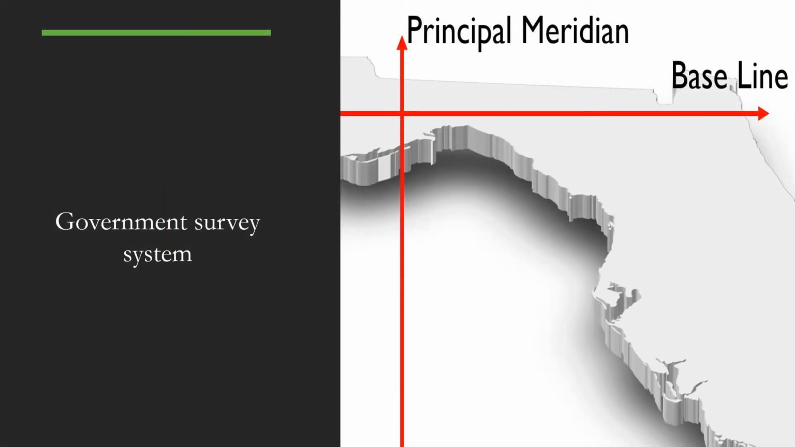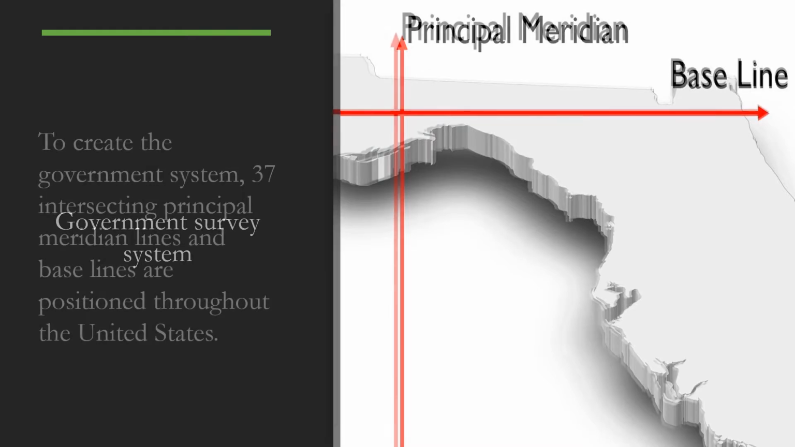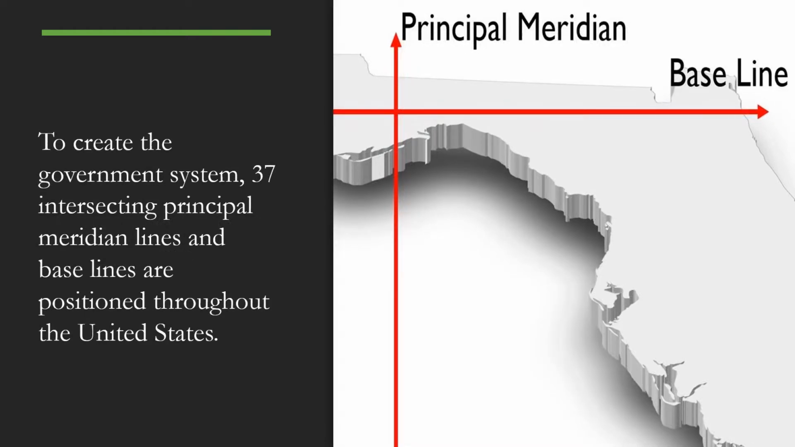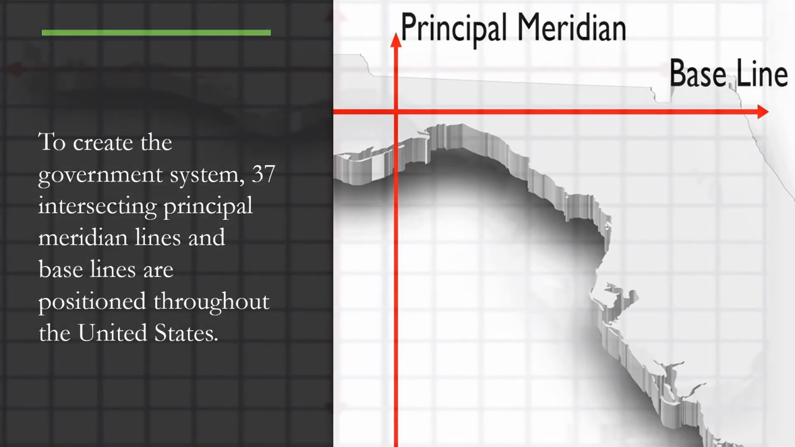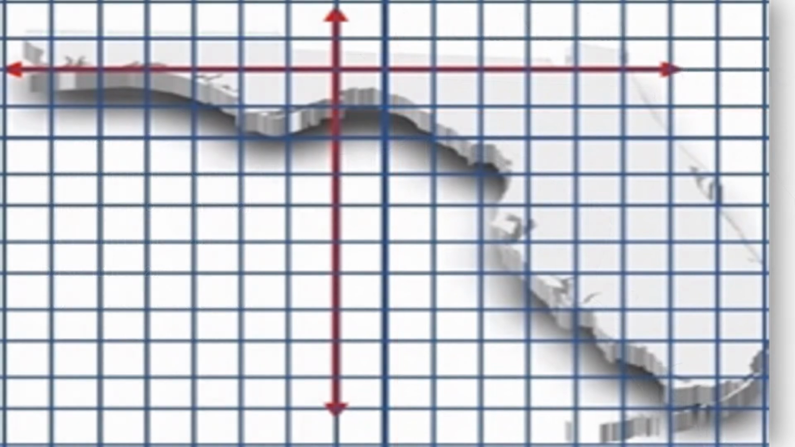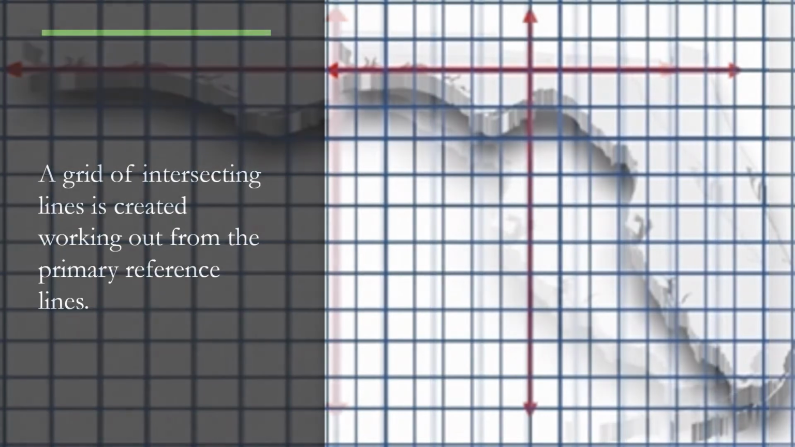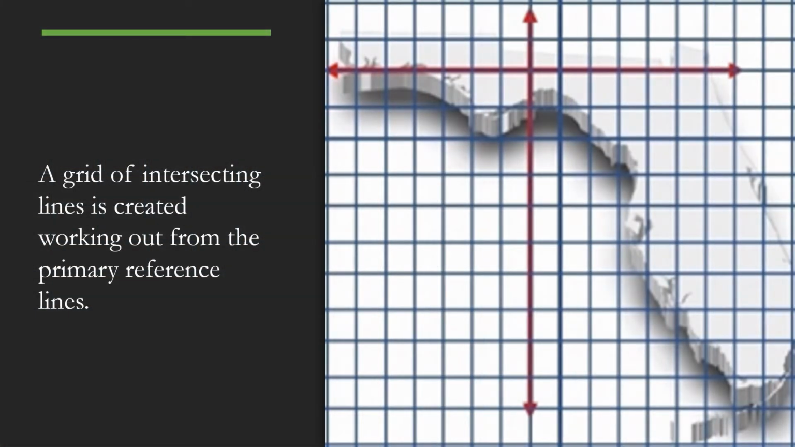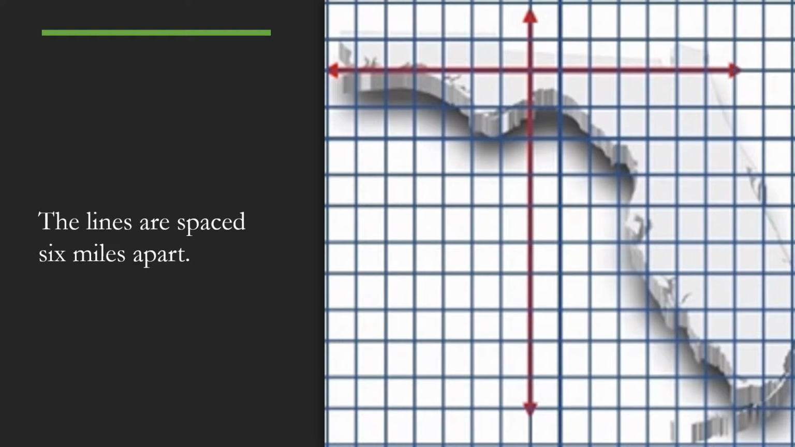The government survey system. To create the government system, 37 intersecting principal meridian lines and baselines are positioned throughout the United States. A grid of intersecting lines is created, working out from the primary reference lines. The lines are spaced 6 miles apart.